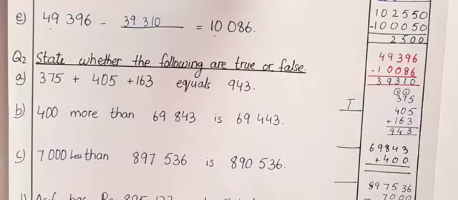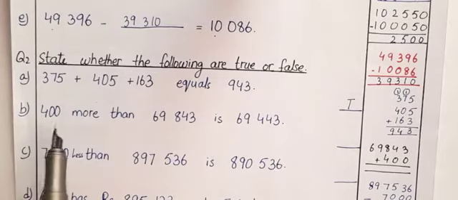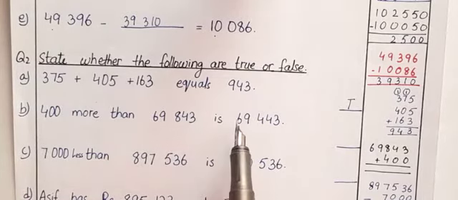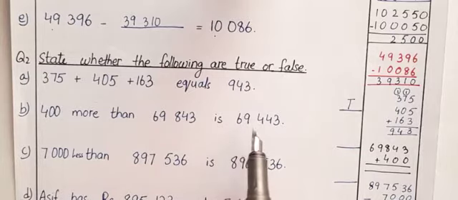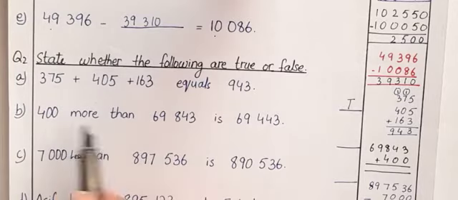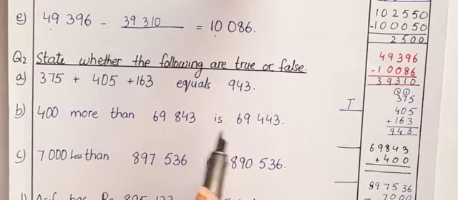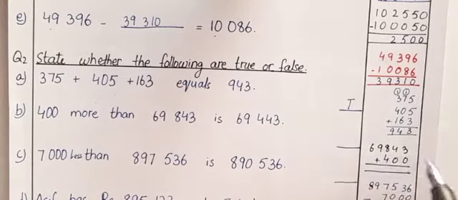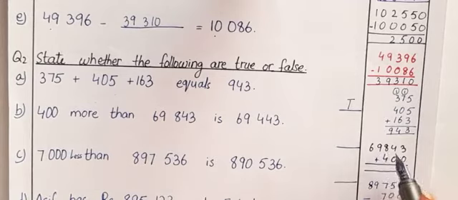So boys, let's move toward our next part, that is: 400 more than 69,843 will be 69,443. So what does it mean? We have to add, because "more than" means add, and this is the answer. Let's do the "more than" solution. That means we have to add 400 to 69,843.